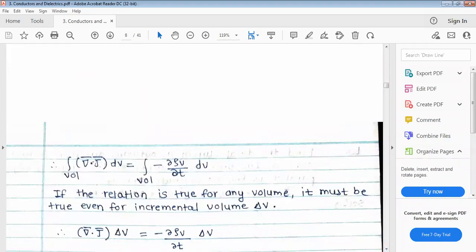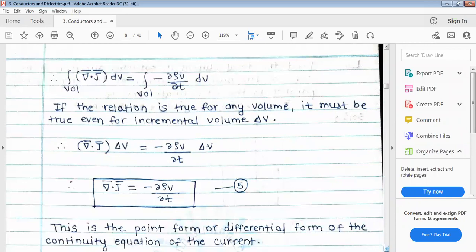So the volume integral of del dot J bar into dv is equal to the volume integral of minus ∂rho v upon ∂t into dv. Now, if this relation is true for any volume, it must be true even for an incremental volume. When we are considering any shape or any type of volume, and this equation is true, then if there is some increase in the volume, it should also be true.